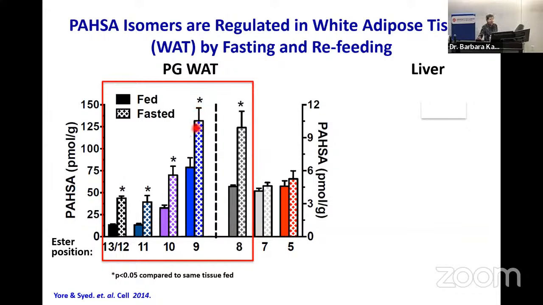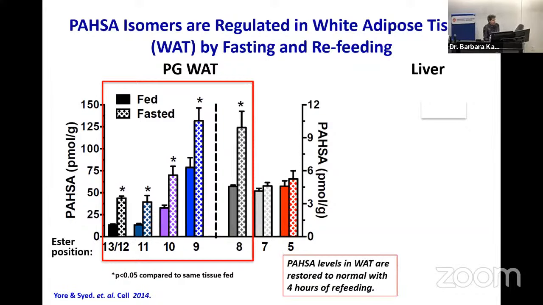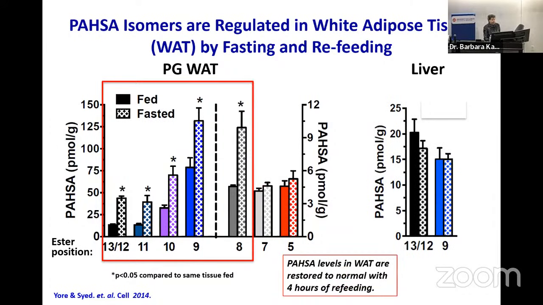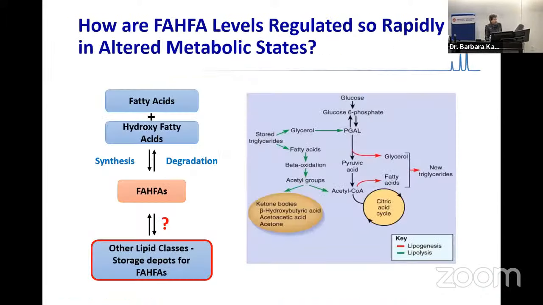This is really unusual, right? Fatty acids go down with fasting because lipolysis stimulates release of fatty acids from triglycerides and they leave the cell. But FAFAs are going up. And it's somewhat isoform specific. We don't see it with these two isoforms. These levels are restored to normal with 4 hours of refeeding, and this is tissue specific. We don't see the increase in the same PASAs in the liver. So how are FAFA levels regulated so rapidly in altered metabolic states?